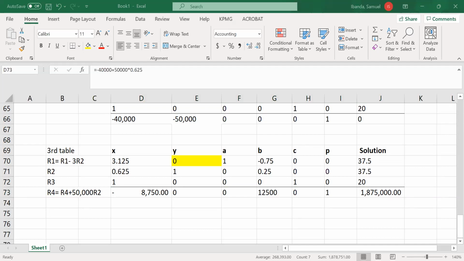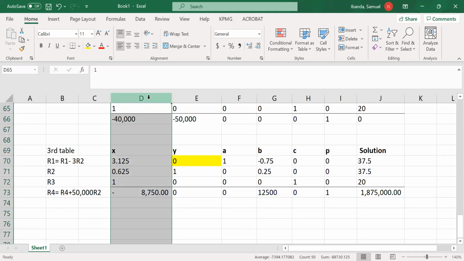Now some people may approach it in a way that their objective is to have all negatives at the bottom. But the approach we are using is not to have negatives at the bottom. So we are going to use the same approach. Remember, last time we picked the highest negative. So our highest negative is this one. So this will give us our pivot column.